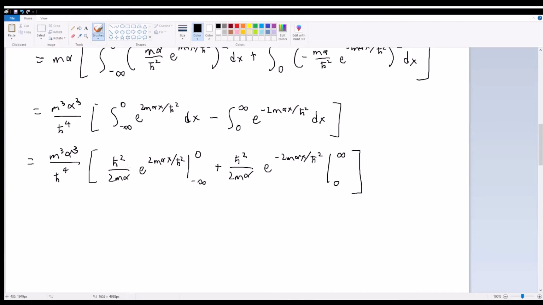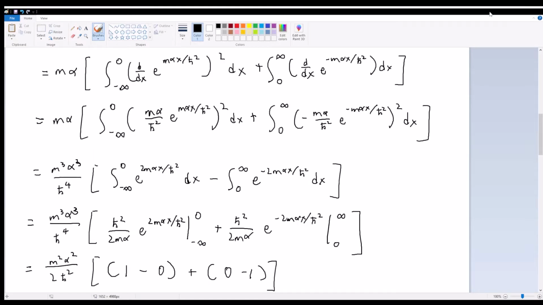Immediately, we can pull out an h bar squared and also the 2m alpha. So this is going to give us m squared alpha squared divided by 2h bar squared. And then we have the exponentials. At 0, this is just 1, and then subtracted by negative infinity, which is going to give us 0, plus at e to the negative infinity, 0 subtracted by 1. I am doing something wrong here because this is canceling out to 0. Please give me one second. Okay, I see where I went wrong.